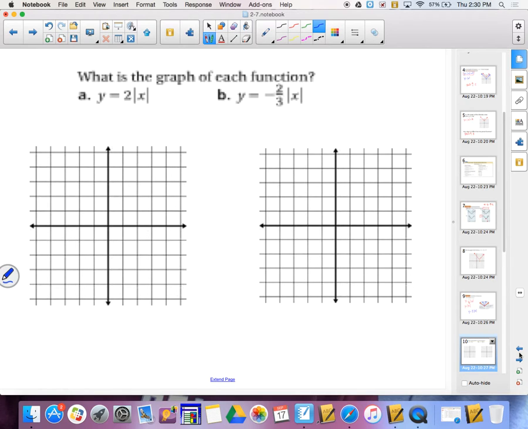So here's my graph. We just did this one. I didn't know it was in here. That was the one we just did. Let's look at this one. This one's different. It says y equals negative 2/3 absolute value of x. Stretch or compress? How do I know I'm going to compress? How do I know it's less than 1? It's a negative.